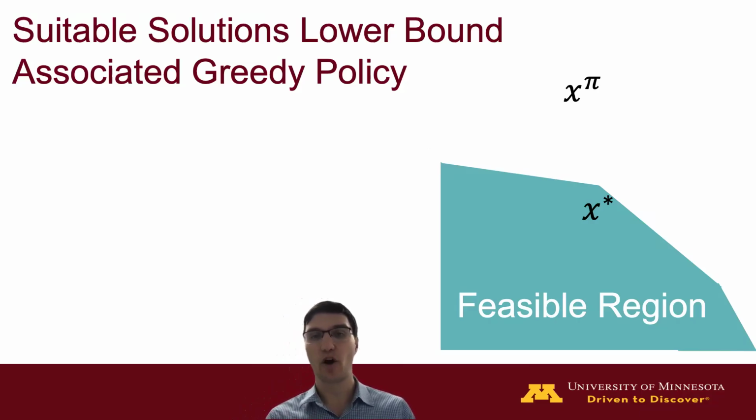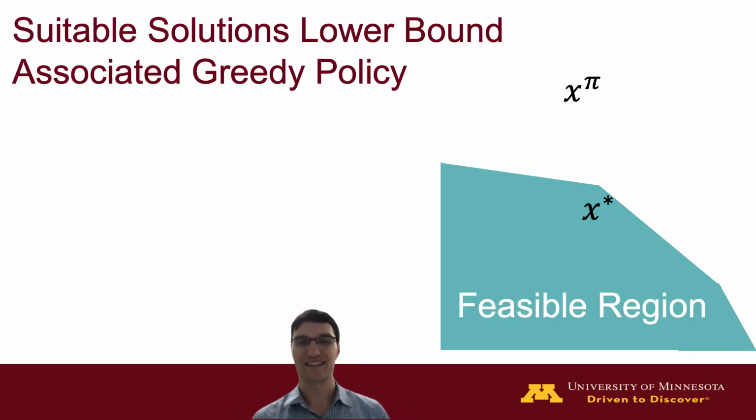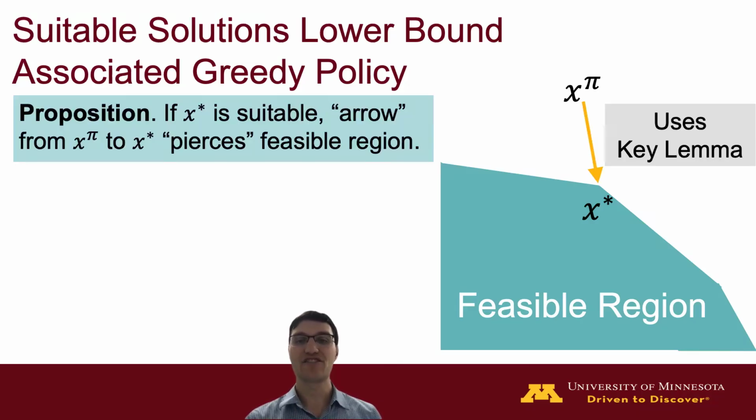And so initially we were hoping that X pi would just component-wise dominate X star, for example. But that turns out not to be the case. So what we show instead is that if you essentially shoot an arrow from X pi into X star, that arrow is going to pierce into the feasible region rather than, say, just glancing off of it.